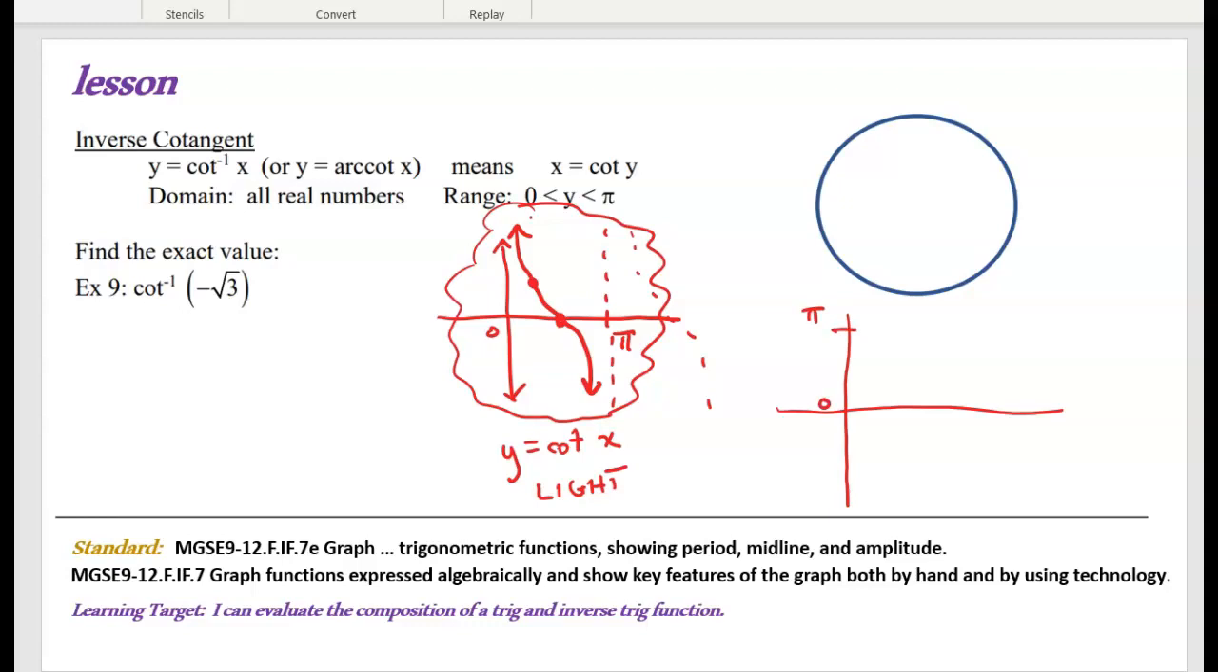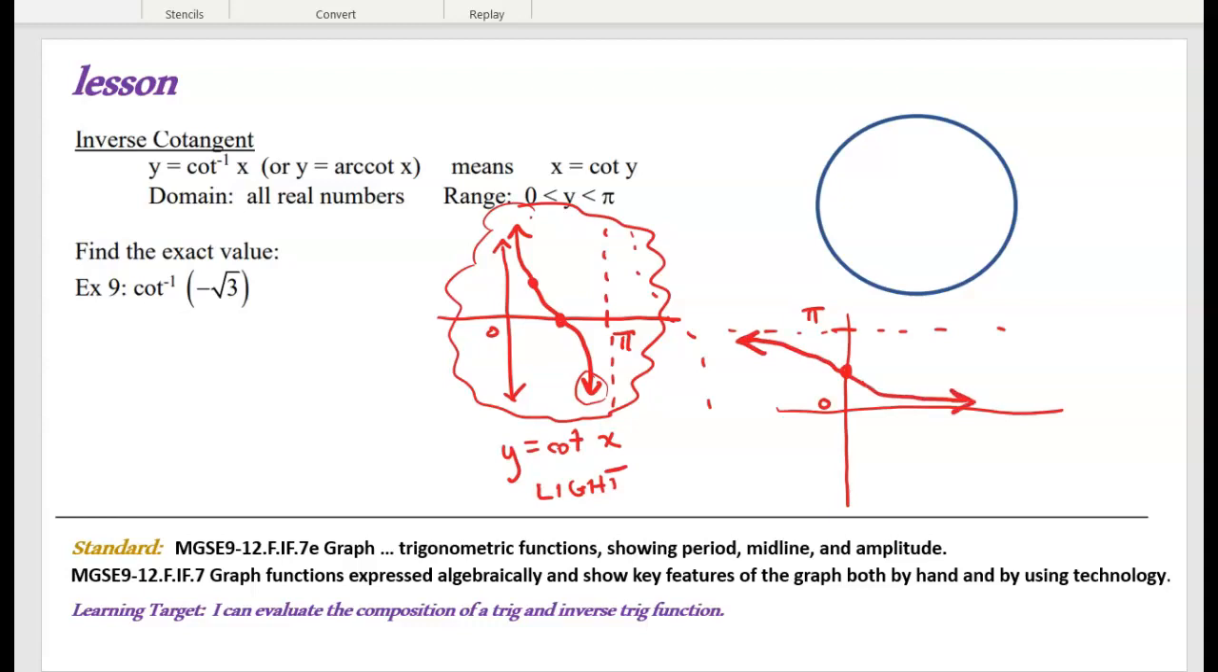My range was negative infinity to positive infinity. Those were my y values. Well, now those are my x values. So here's what happens to the actual graph. Still decreasing. Instead of vertical asymptotes, the inverse will have horizontal asymptotes, and the graph looks like this.